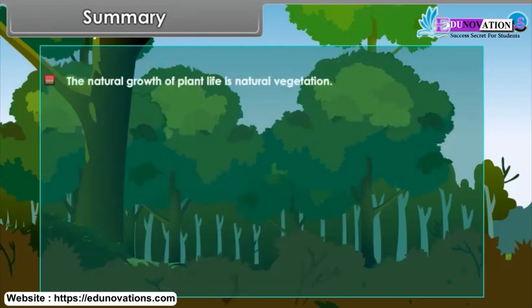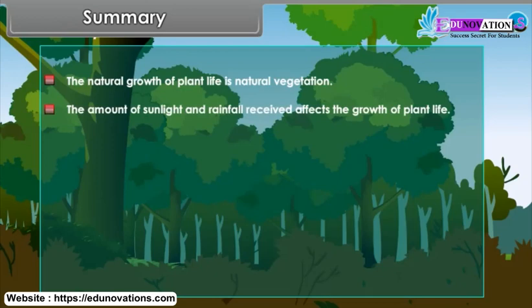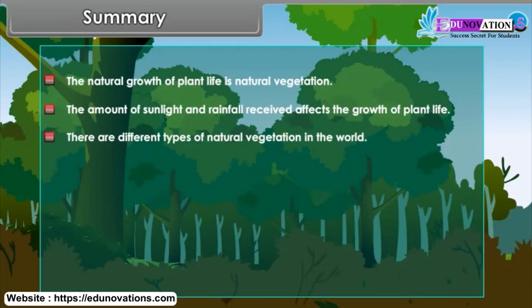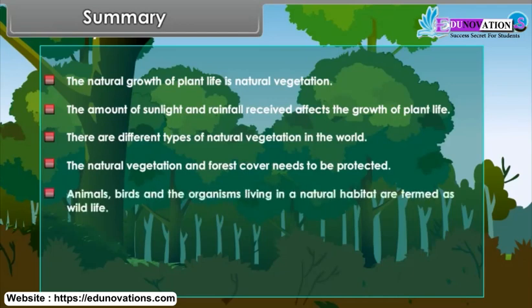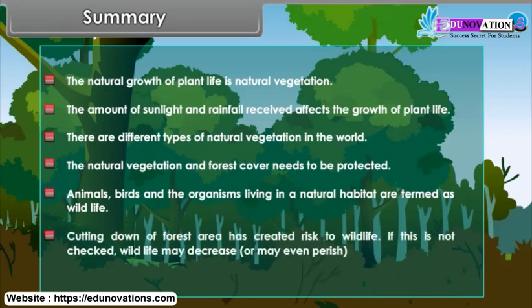The natural growth of plant life is natural vegetation. The amount of sunlight and rainfall received affects the growth of plant life. There are different types of natural vegetation in the world. The natural vegetation and forest cover needs to be protected. Animals, birds and the organisms living in a natural habitat are termed as wildlife. Cutting down of forest area has created risk to wildlife. If this is not checked, wildlife may decrease or may even perish.